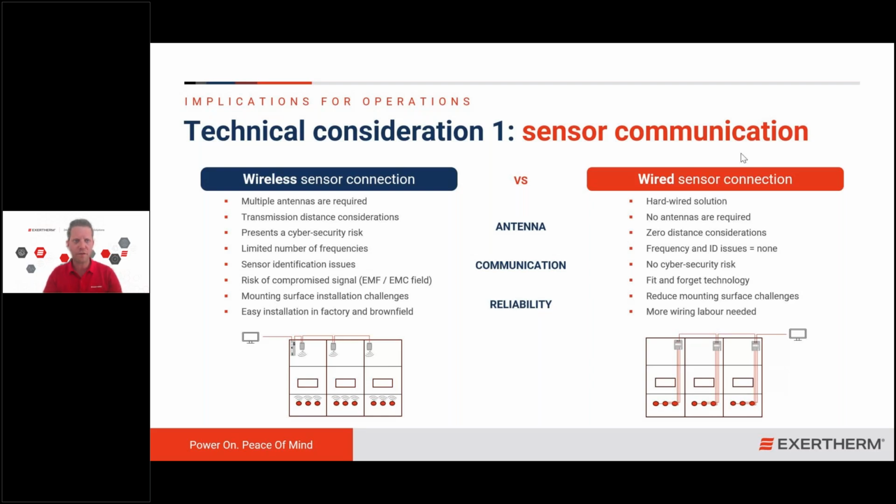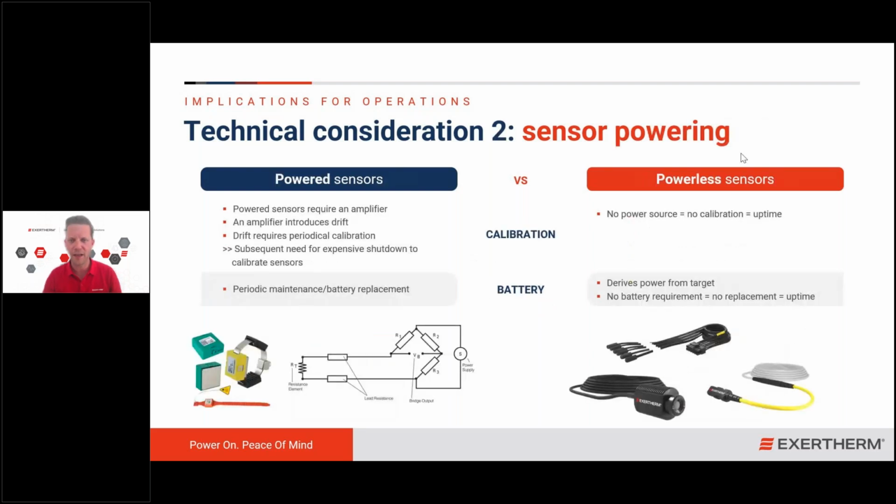Let's move on from the first technical consideration, the sensor communication piece, to the next angle of consideration. Let's think about sensor powering. How are those sensors supplied, and do they even need to be supplied? Let's look at powered sensors on the left side, and non-powered or powerless sensors on the right side. What does that mean with regards to calibration? What does that mean with regards to power supply, for example, using batteries?